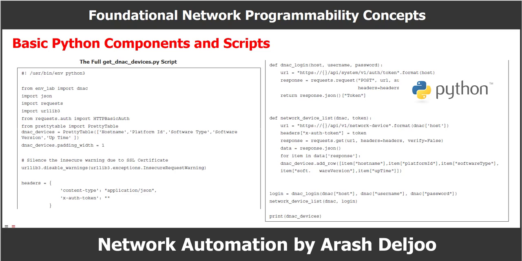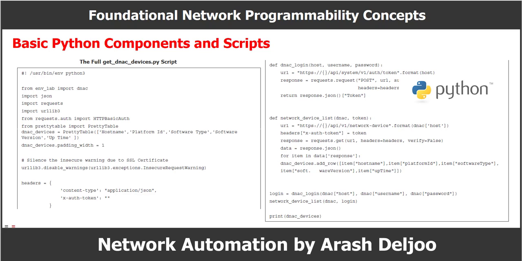Okay, now let me continue. The next line is the dnac_devices PrettyTable, and it includes some parameters. It actually puts return data from the Cisco DNA Center network device API call into an easily readable table with column names: hostname, platform ID, software type, software version, and also uptime. And here we have the next line, urllib3 and other functions. This silences the insecure warning due to the SSL certificate.